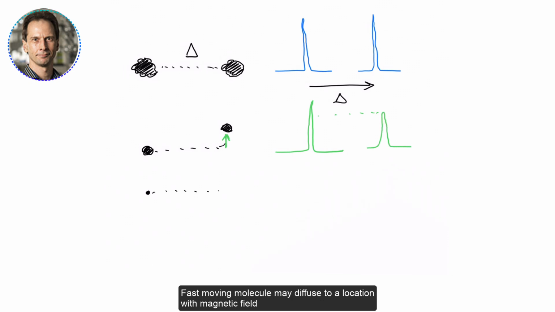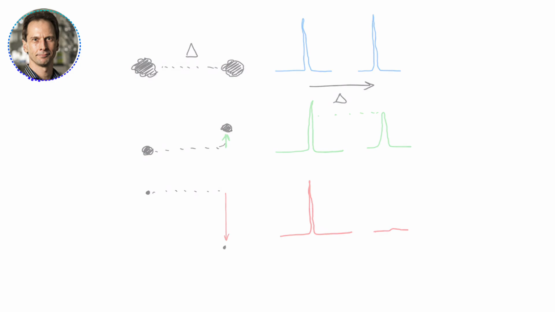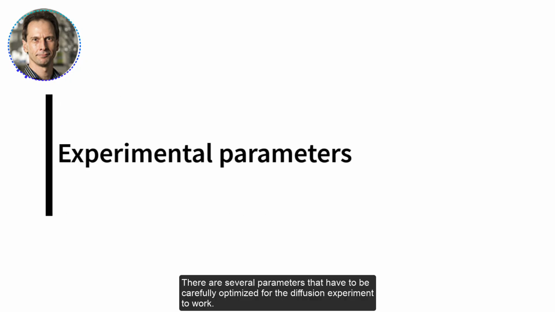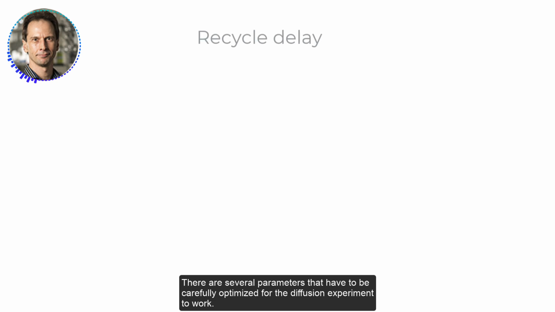Fast-moving molecules may diffuse to a location with a magnetic field strength so different that the signal will not be detectable at all. There are several parameters that have to be carefully optimized for the diffusion experiment to work.